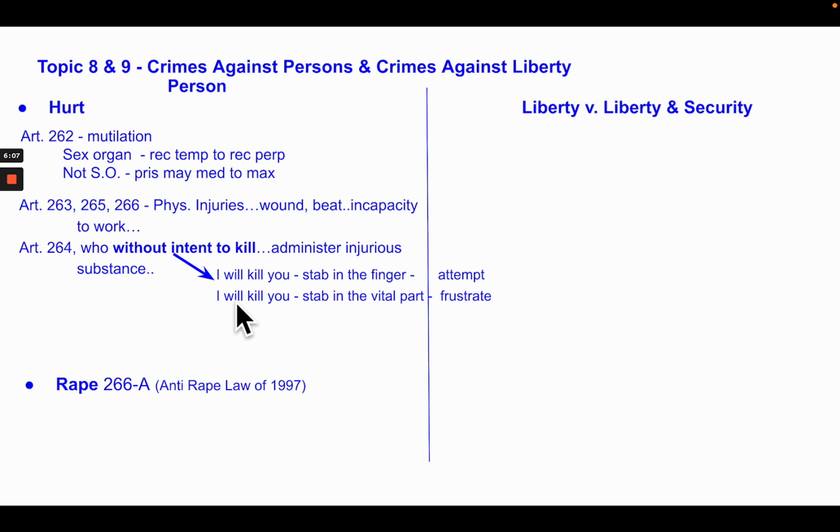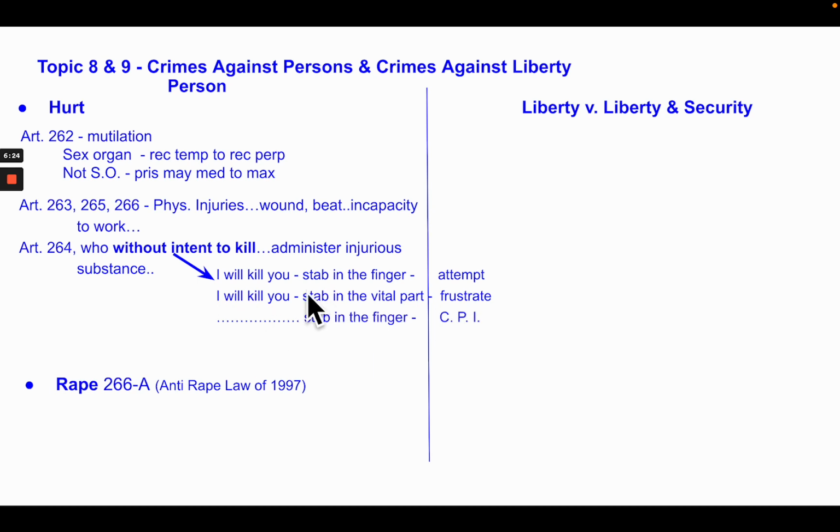It's established here. There's an intent to kill. There was an injury in the vital part or organ that would have caused the death of that person had it not been for timely medical intervention. That is a frustrated killing.